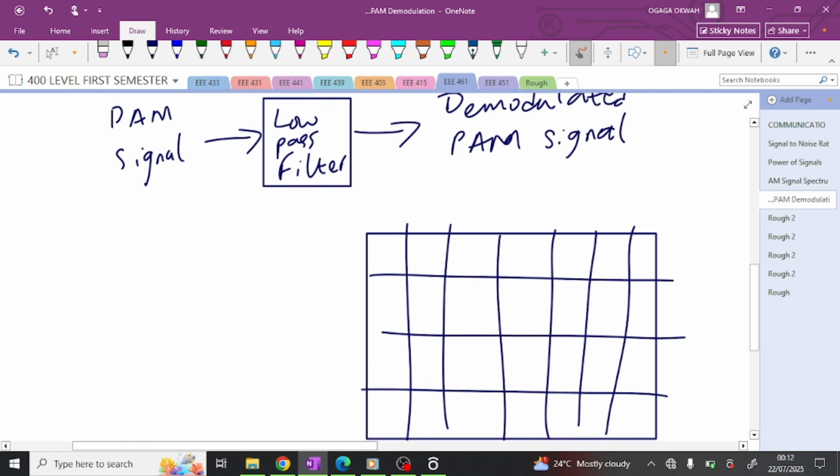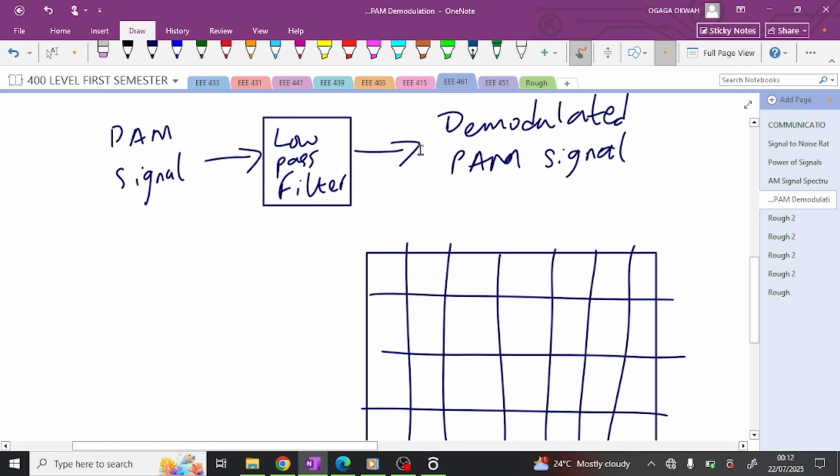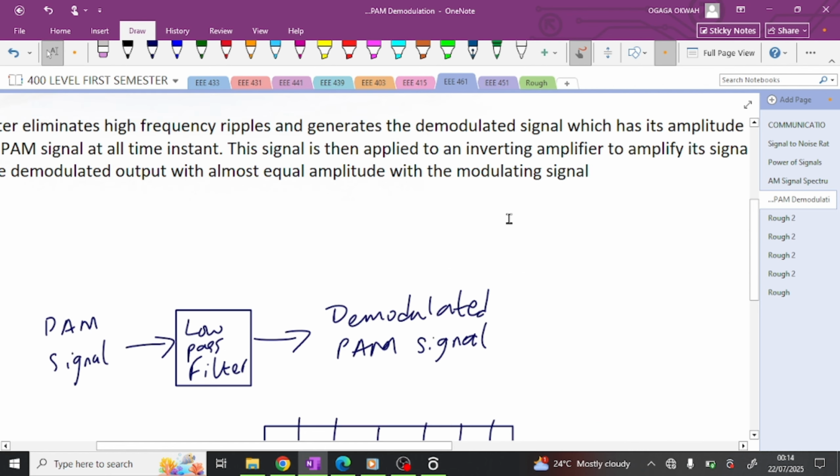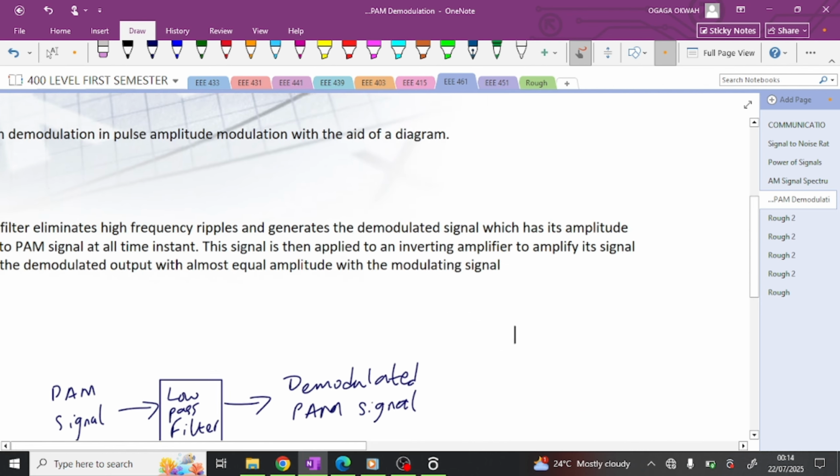But in this case, a low pass filter allows only low frequency to pass through. So at the end, let's say we pass it like this, what will come out? Only the smaller stones, which we are interested in. I'm just using that as an example. Okay, so that's all for this part.